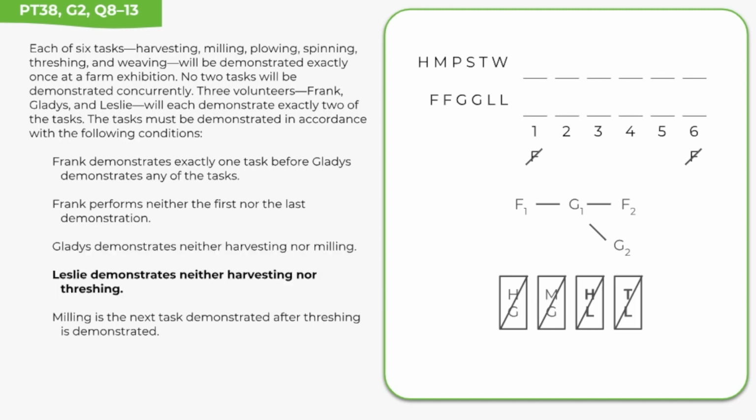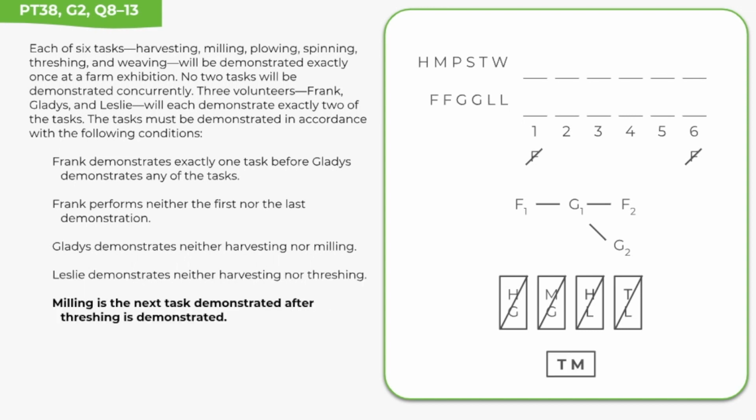The next rule tells us that L demonstrates neither harvesting nor threshing, so we can do the same thing. A couple of anti-blocks stacked vertically. H and L don't go into the same position, as well as T and L don't go into the same position. Finally, M is the next task demonstrated after threshing is demonstrated. So M is right after T, and so we can express that in a horizontal block in terms of the adjacent positions. So T and then M.